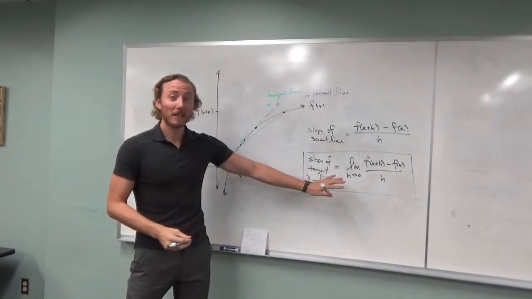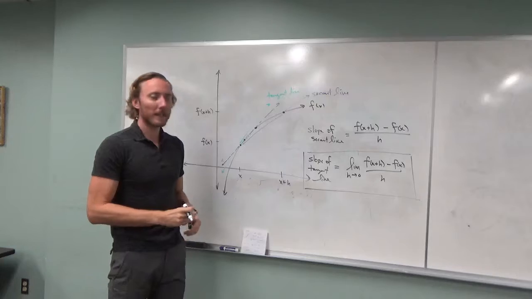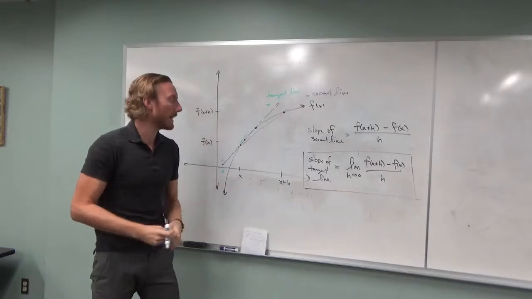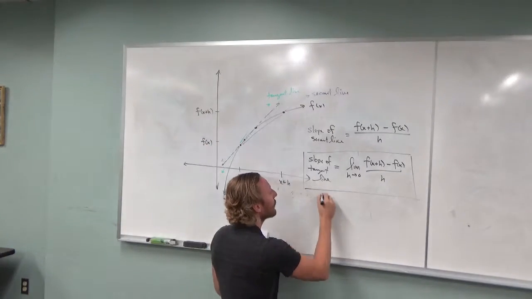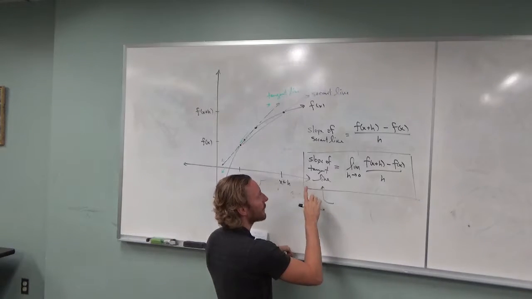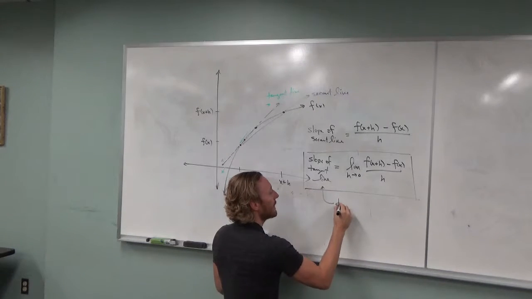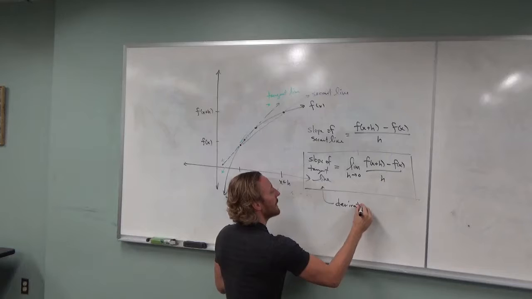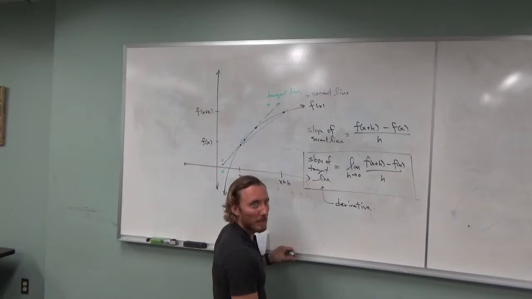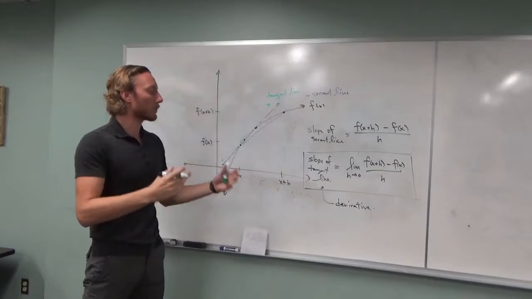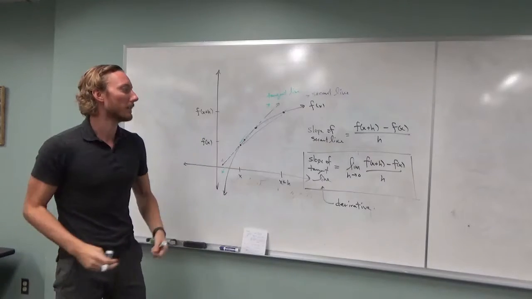This object, which we talked about extensively the last week that we met in class, is talked about so much in this class that we don't just call it the slope of the tangent line. We actually give it a shorter name. We call it the derivative. Derivative, just a shorthand way to say slope of tangent line.